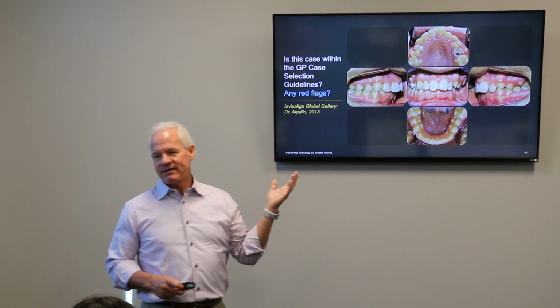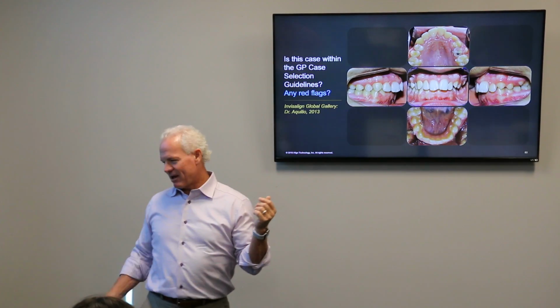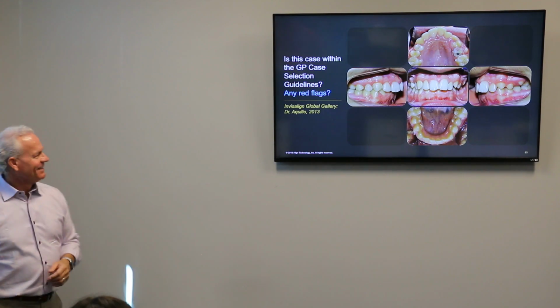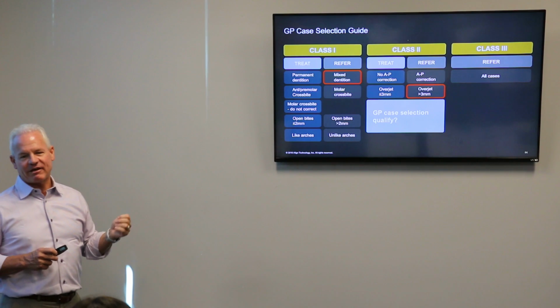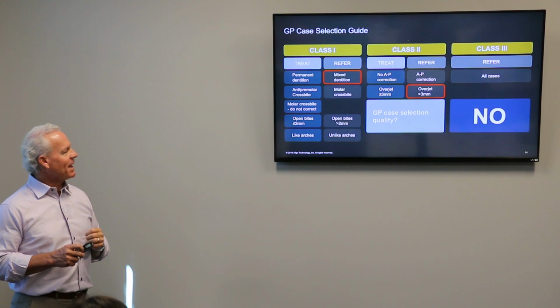Is this a case that you would take? I'm sorry I'm blocking you, I just have nowhere to stand. So this isn't a case you would take because of mixed dentition and a huge overjet, right? You starting to see the pattern here?